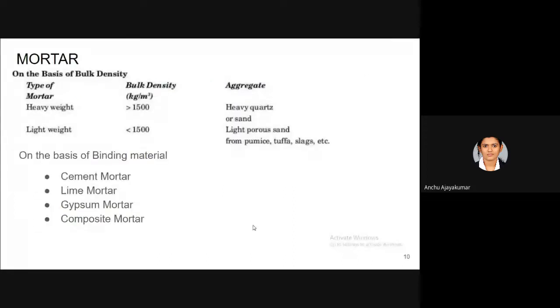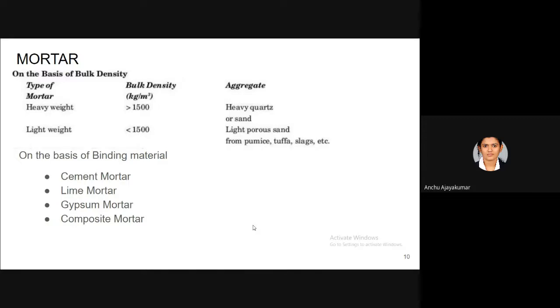Next component which is commonly used in our construction site is mortars. It is a combination of just our binder as well as our fine aggregate only. The coarse aggregate component is not there. You have the classification of mortar, like heavy mortar or lightweight mortar. Based upon what are we classifying? We are classifying based upon the bulk density.